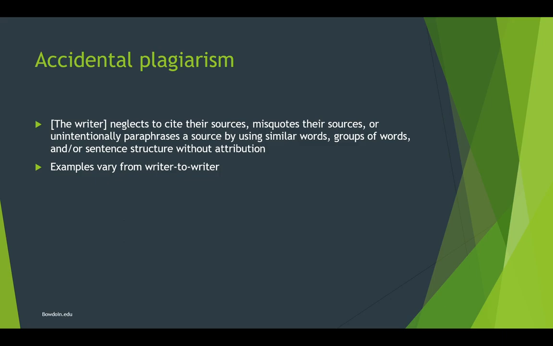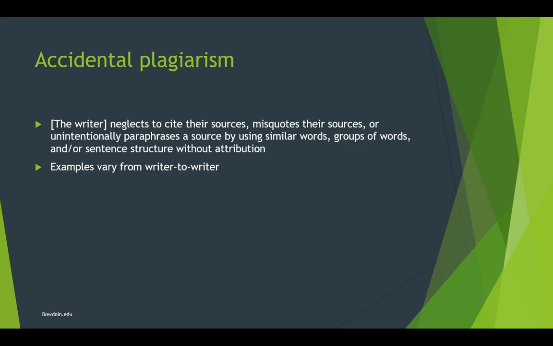Accidental plagiarism is when the writer neglects to cite their sources, misquotes their sources, or unintentionally paraphrases a source by using similar words, groups of words, and or sentence structure without attribution. Examples of these will vary from writer to writer because it's an accident. You think you've referenced everything and you don't go back and proofread your paper. Oh, you didn't reference anything. Therefore, accidental plagiarism. You forgot to use quotes when you had no intention to plagiarize. That's what accidental plagiarism is.